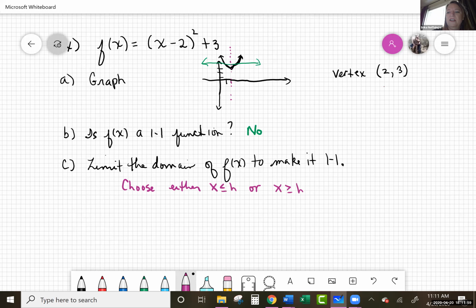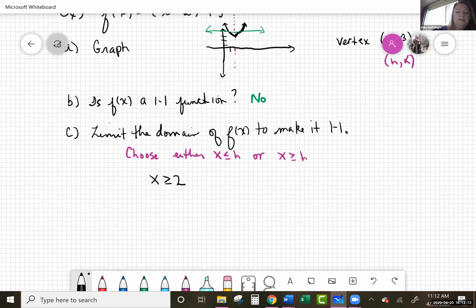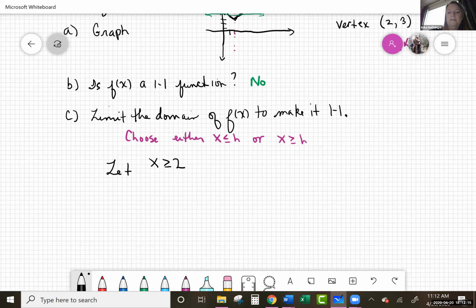And remember, we had this as HK. And so in our case, if we choose x to be bigger than or equal to 2. So now if we graphed our function at our vertex, we have a point at 2, 3, but now it's just going upwards over here. There's nothing to the left of that graph. And so now it's 1 to 1.